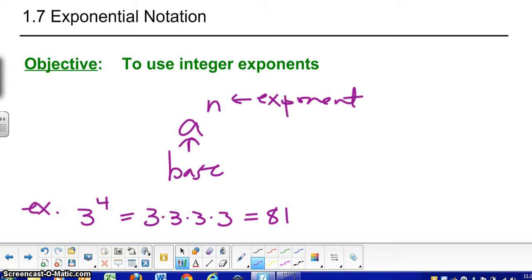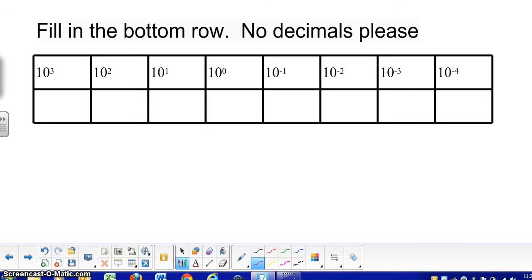Okay? Okay, so what if we have negative exponents? How is that going to affect our number? So we'll start with something with positive. We know that 10 cubed is 10 times 10 times 10, which gives us an answer of 1,000. And 10 squared would be 10 times 10, and that's 100. And 10 to the first is just 10, so that's going to be our answer.